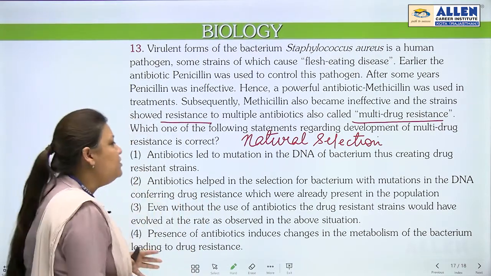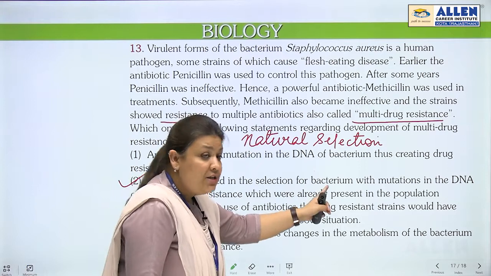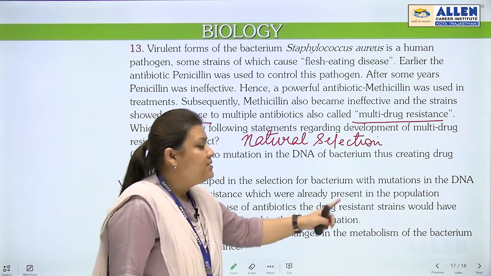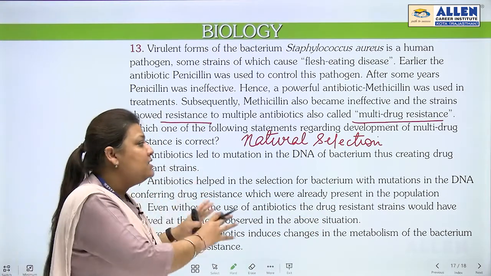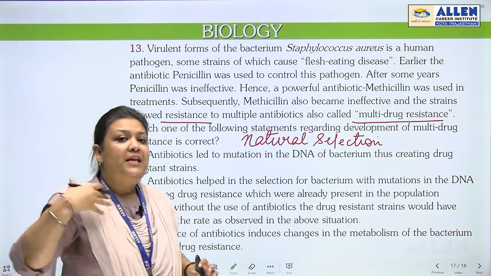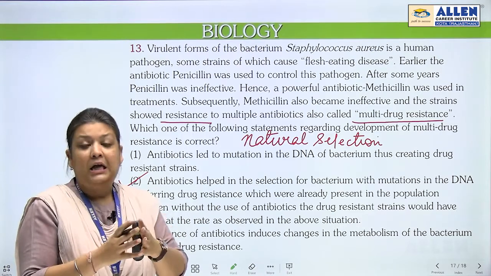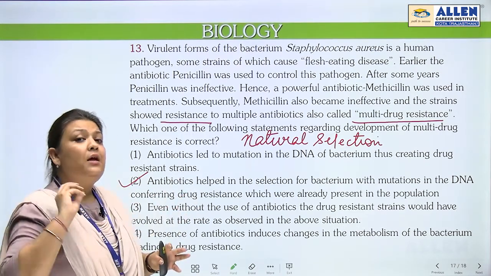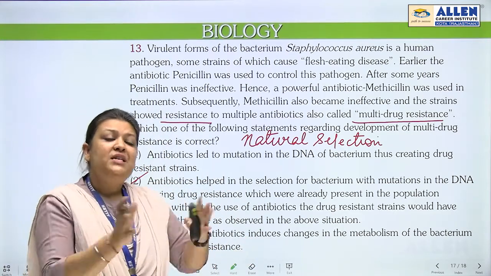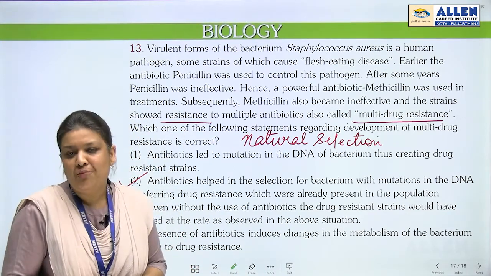According to this, option number 2 is the correct answer. Antibiotics helped in the selection of bacteria with mutation in the DNA conferring drug resistance, which were already present in the population. This trait was already present in the population, but as they have been exposed to the antibiotic, they have expressed the mutation, which is the resistance against the antibiotics. This is how those bacteria which have the mutation will be selected, and the rest of the bacteria will die. Clear? Understood? So here we have understood all the 13 questions of biology.